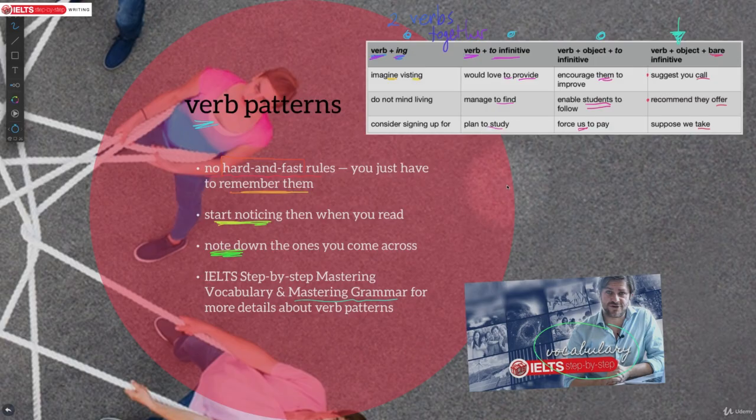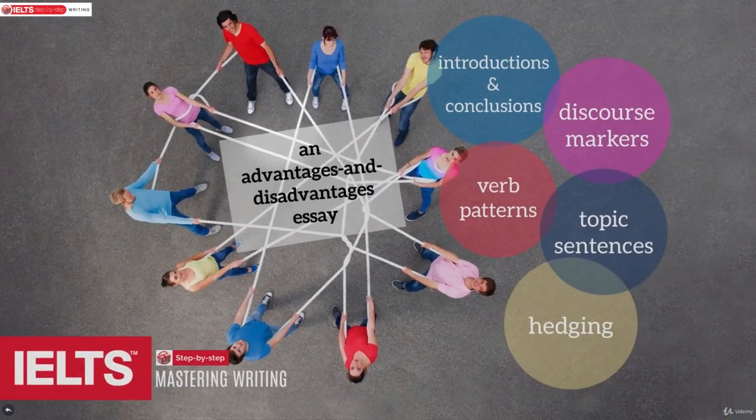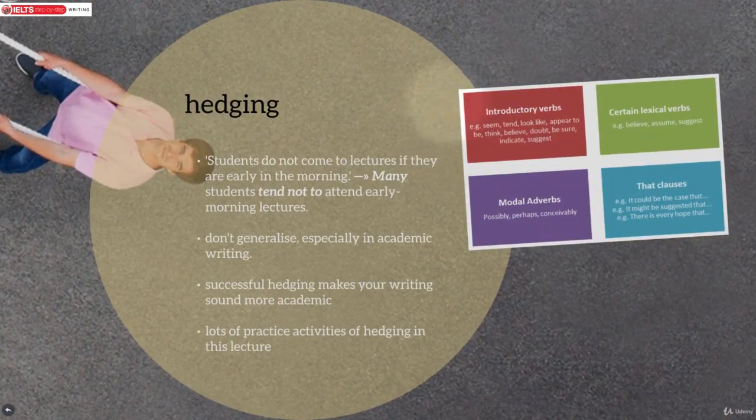Okay, so we won't be spending much time on this, but I want you to start noticing them as you see them in things that you read. And that is the final thing, hedging. Before I talk about hedging, let's just have a look at an example. It's going to be easier. So students do not come to lectures if they are early in the morning. They, in this case, means the lectures. Okay. So students do not come to lectures if the lectures are early in the morning.